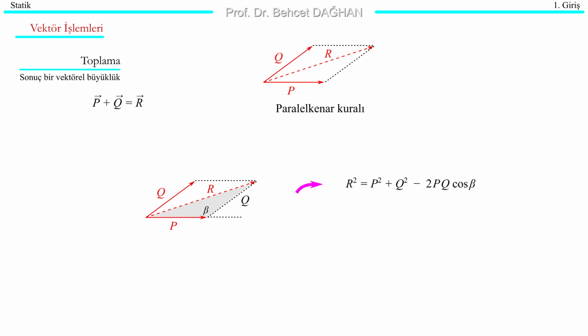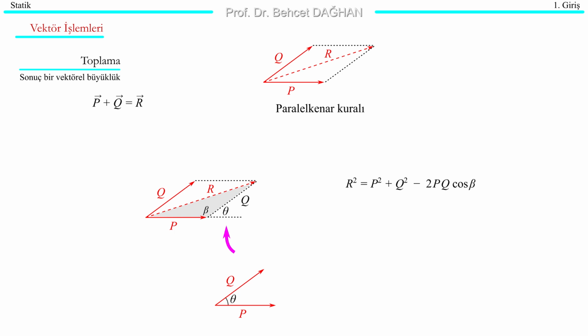For example, by writing the theorem of cosine, let's say R is unknown, and P, Q, and beta are known. Then we can find R from the cosine theorem. If the angle between P and Q, theta, is given, with P and Q given, then the angle theta is the angle that completes beta to 180 degrees. It is also visible in the figure.